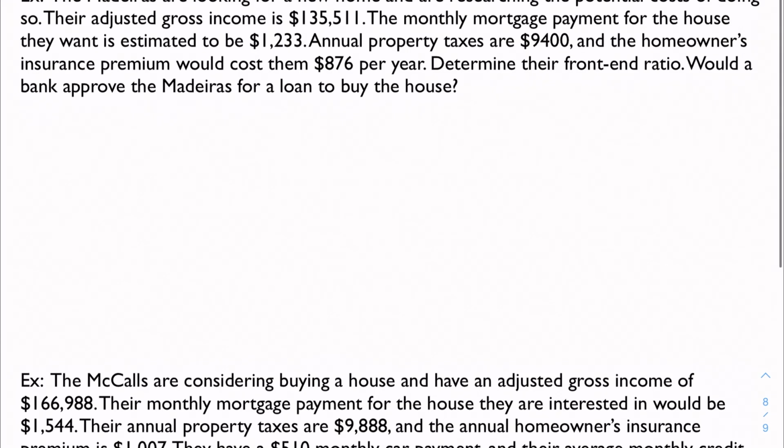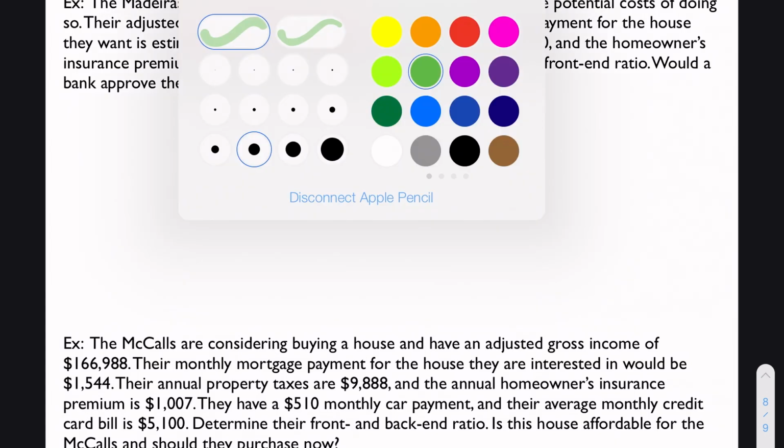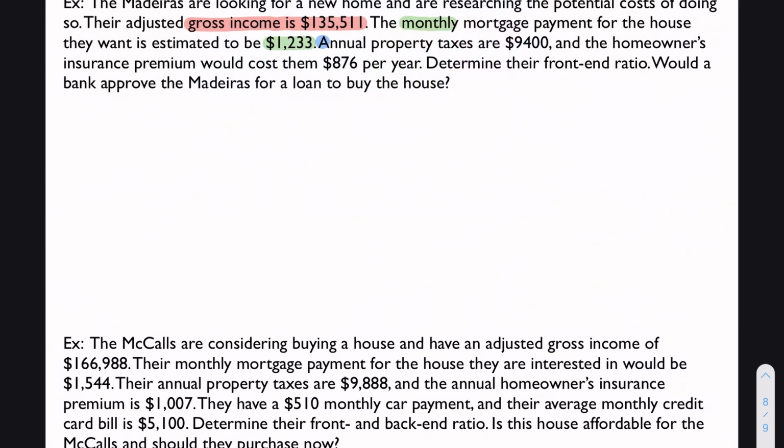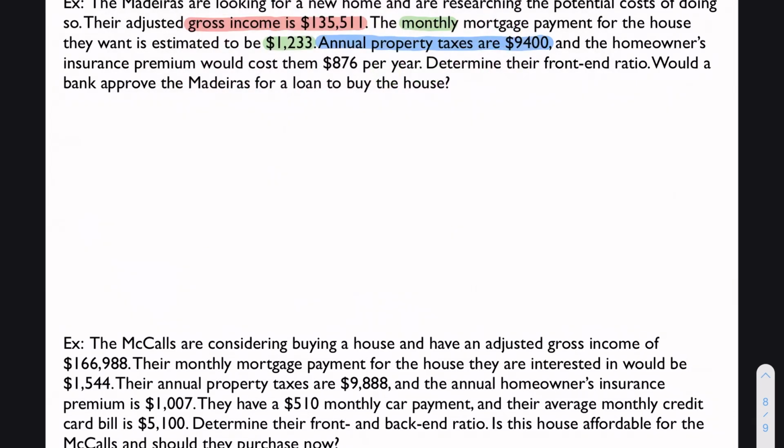I'm just going to zoom out a little bit so I make sure everything fits. So some things I need to really consider is breaking down the problem, isolating the important information, and writing it off to the side. So we're looking for a new home. We know that our adjusted gross income is given here. It's $135,511. We know that our mortgage payment for the house, which is monthly, that's important, is $1,233. We know that property taxes are annual, they're $9,400. We know that homeowners insurance is $876 per year, so these are all critical here.